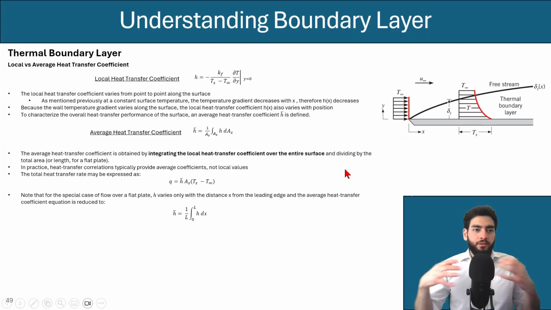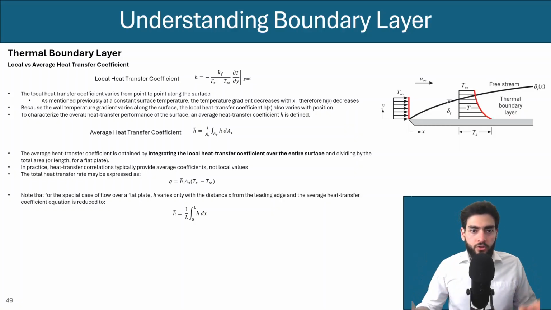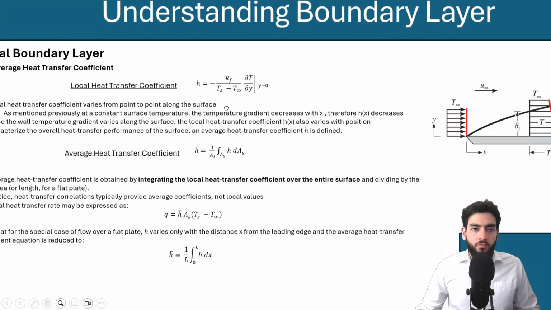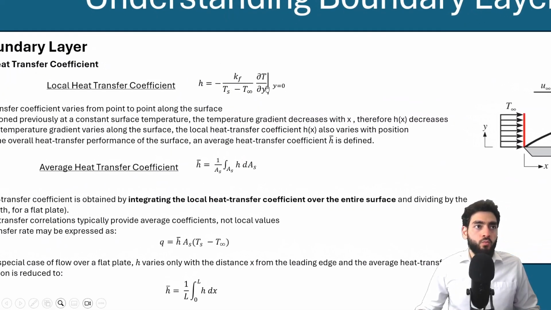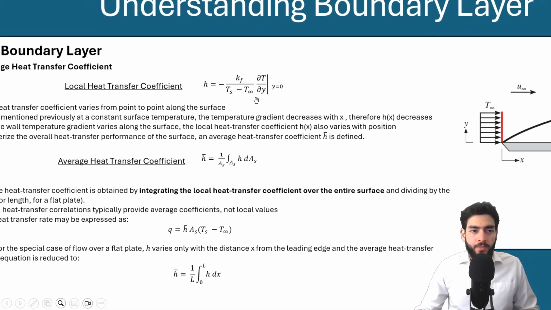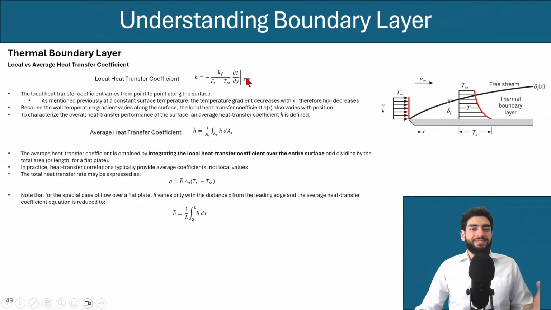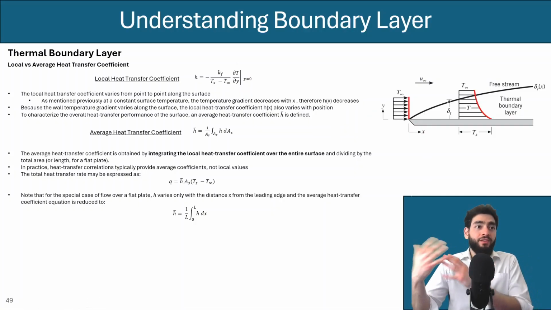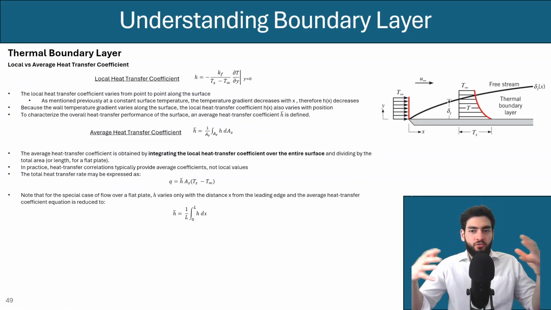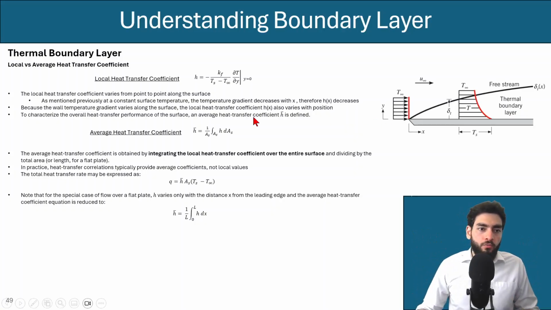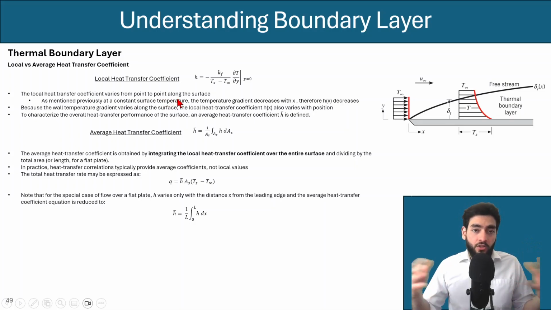Okay, so let's talk about the local versus the average heat transfer coefficient for the thermal boundary layer. We saw this equation and we were able to derive it together. Now, the problem with this equation is that the temperature gradient is dependent on the location where you're evaluating it, and we said it changes along the path. So we know that this local heat transfer coefficient varies from point to point along the surface.